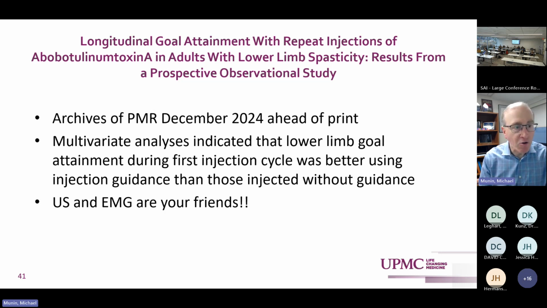And you can read about the goal attainment scale. It's validated in spasticity and well used. So they use that to determine the efficacy of neurotoxin in lower limb spasticity. But what I'm getting at here is that their multivariate analysis indicated that the lower limb goal attainment during the first injection cycle was statistically better using guidance. And in this case, it could be ultrasound, EMG, or E-stim, or most often a combination of those three, compared to those without guidance. So for those of you doing chemodenervation, ultrasound and EMG are your friends.